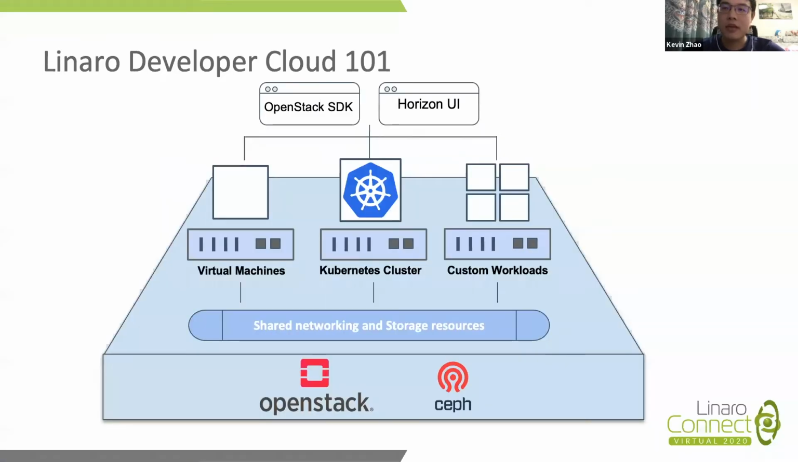This page is the general architecture of our cloud and the services we can offer to the upstream. We can see the basement of the cloud is OpenStack and Ceph. OpenStack is for computing and networking support, and Ceph is for the backend storage support. On top of this, we can offer the user three main workloads.